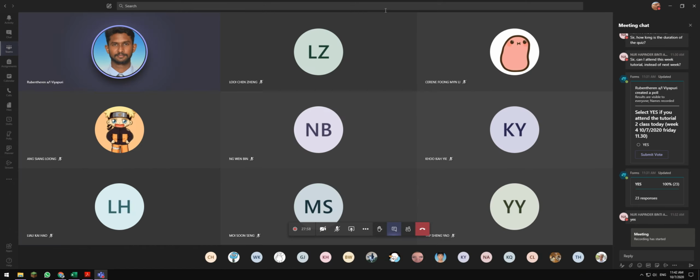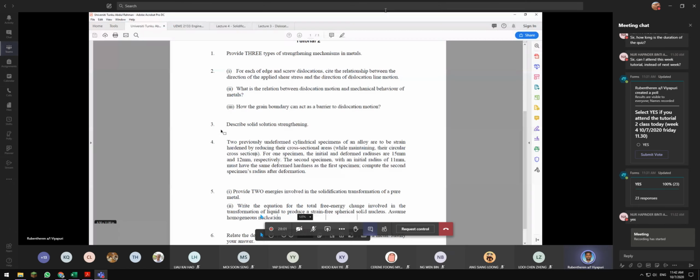Let's look at question number 3. Describe solid solution strengthening, which is alloying. So what is the mechanism of solid solution strengthening? Try to answer now.